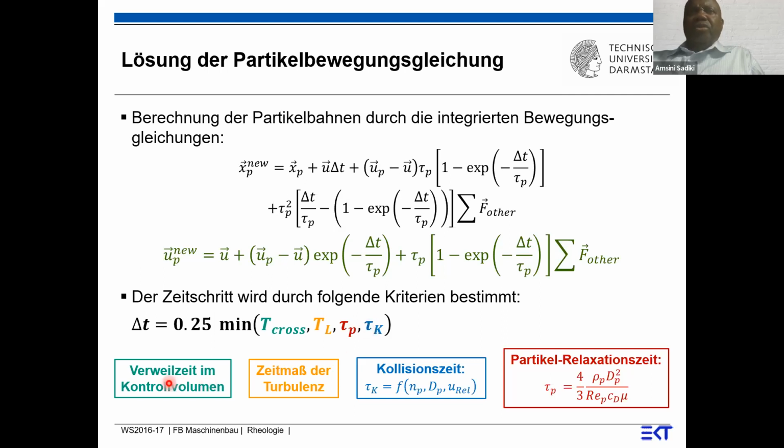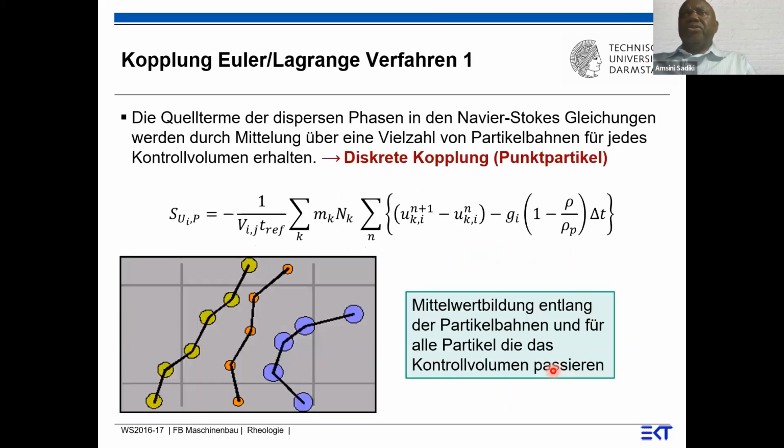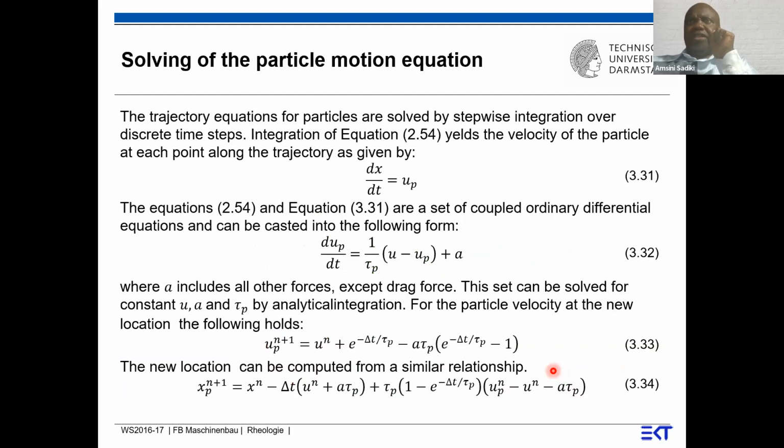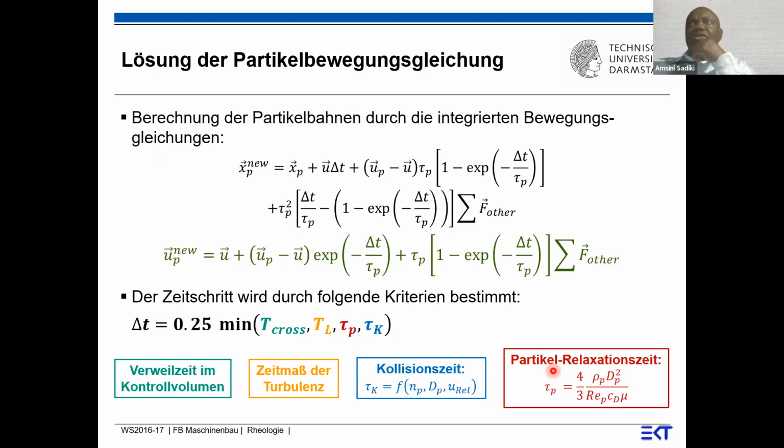Okay, and that is what I put here. The time to cross the control volume, the characteristic time for the turbulence, the collision time, and the particle relaxation time. So I will add this tomorrow to this setting of Euler and Lagrangian to show you how we calculate exactly the position and how the solution of the problem I gave you yesterday works. And this is the solution. You can also do it at home and verify the results.